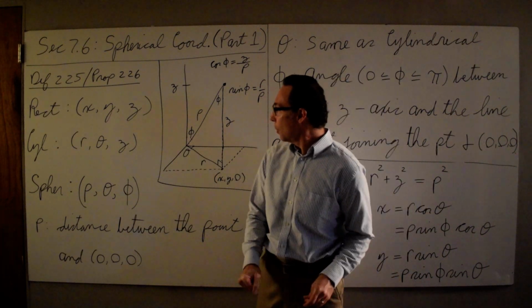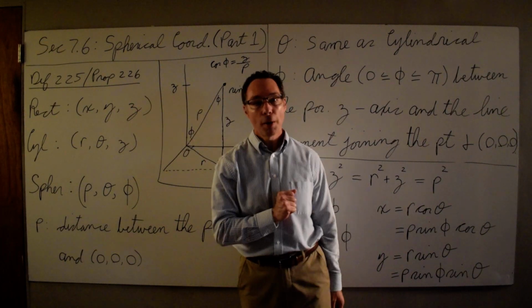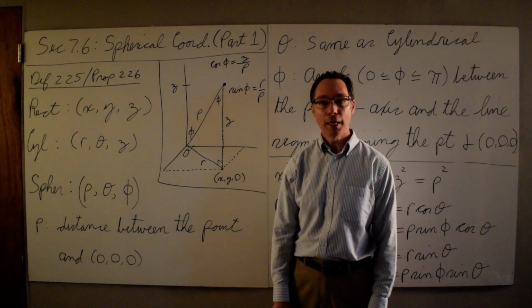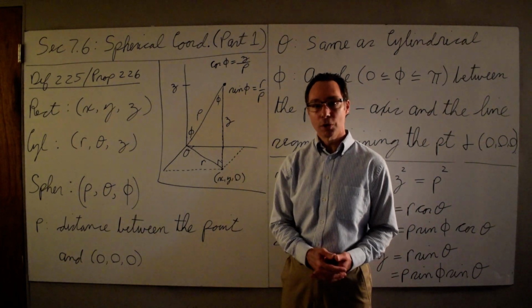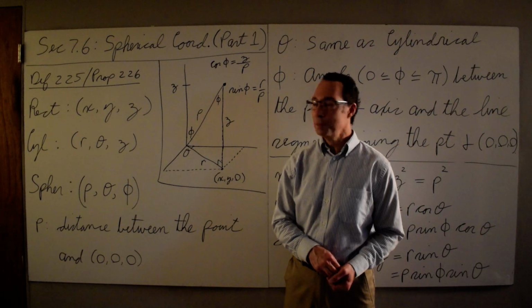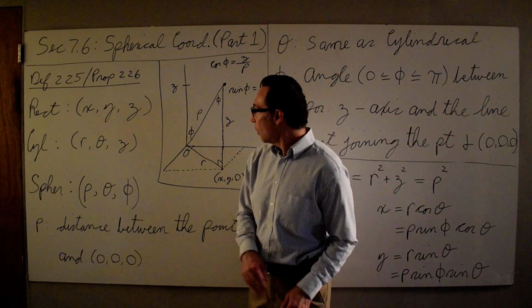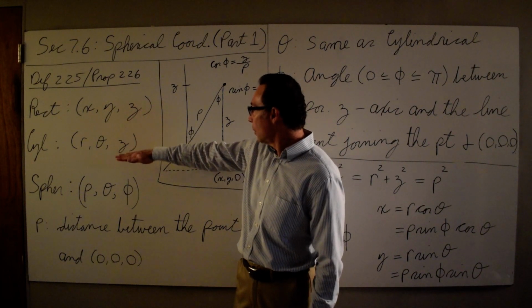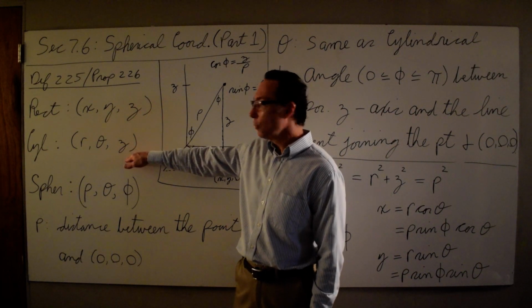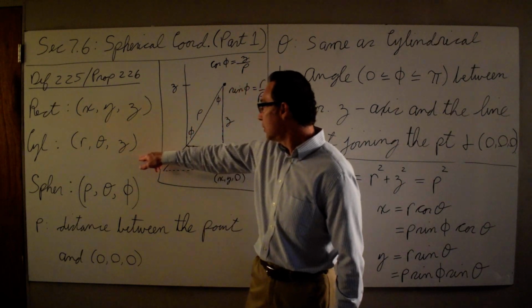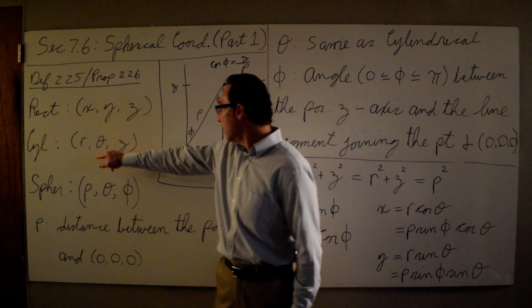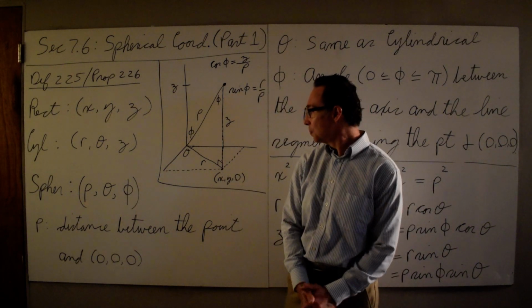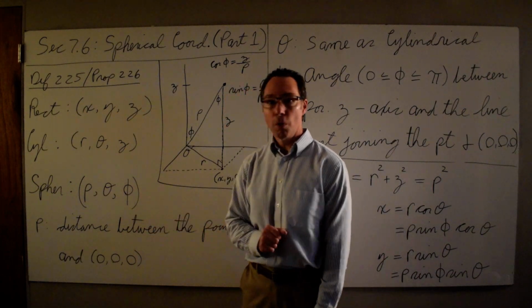Now, what I'm going to do here is look at definition 225 and proposition 226 pretty much simultaneously. We're going to look at the conversions between all three coordinate systems. And so, first of all, if our rectangular coordinate is x, y, z, then we learned in a previous video, our cylindrical is r, theta, z, where r, theta is the polar representation of the point x, y in R2. And now we're going to look at spherical.